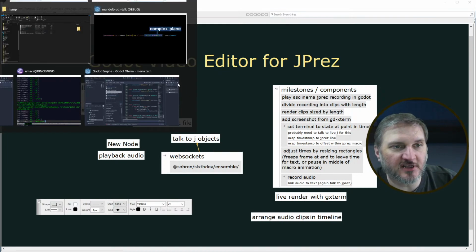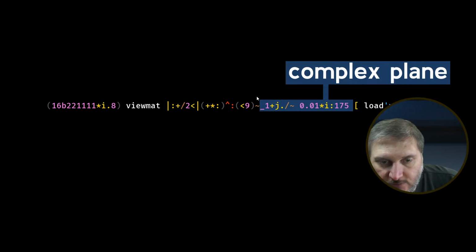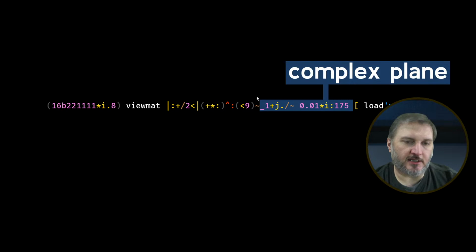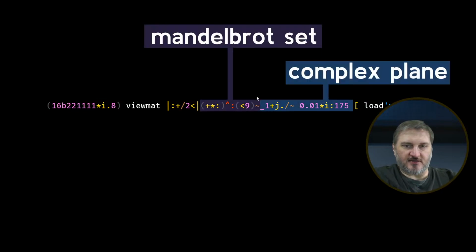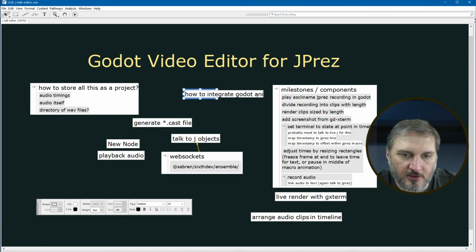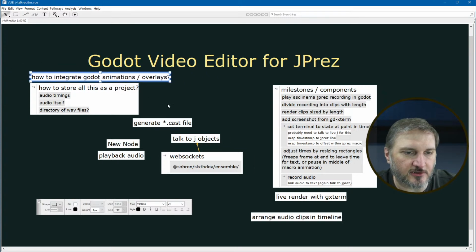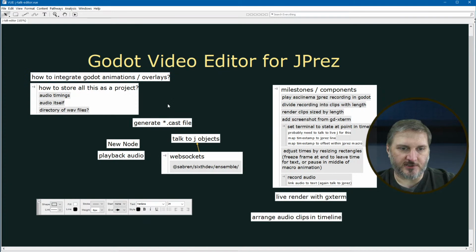But then there's the question, what do you do with this stuff? Part of the reason for doing this in Godot is you add all this other stuff. I can make a Godot timeline that has all this magic stuff, but there could be any number. This is a very simple thing, but the idea is that there's a lot of things I want to animate, and I've got to think about how to integrate Godot animations and overlays. Animations in the console are easy because I can literally just record the ASCII and or the escape codes.